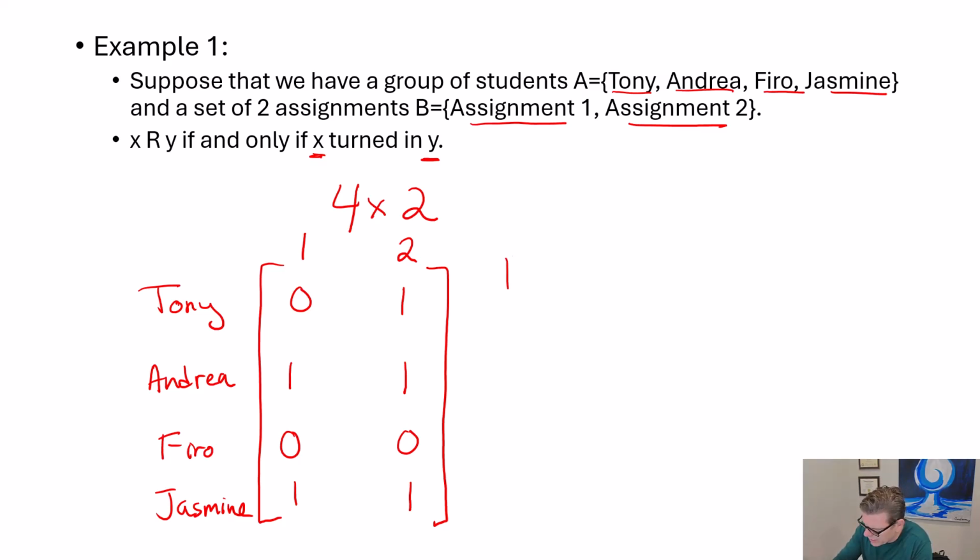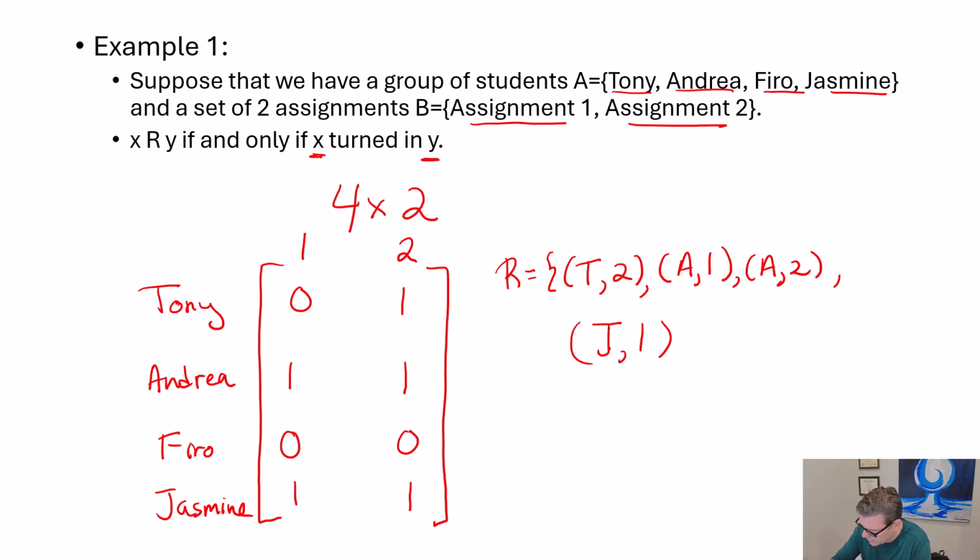And then we can generate our set R as, say for example, I'll let T be Tony, A be Andrea, F be Fira, and J be Jasmine. So we'll have T turned in 2, A turned in 1, A 2, F didn't turn in anything, so we won't have any elements in R for her. And then we have J1 and J2. And that's our set R, based upon this particular matrix or array.